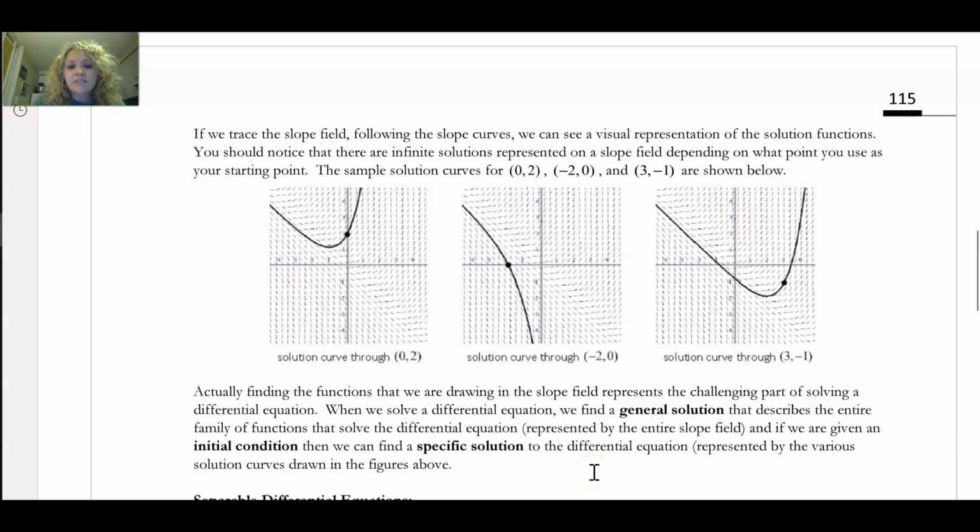And then afterwards, there's going to be a little matching activity where I'm going to have you try to match some slope fields to some differential equations. So you might want to make a table and try to do it kind of like I modeled for you, but that's going to be the next activity.